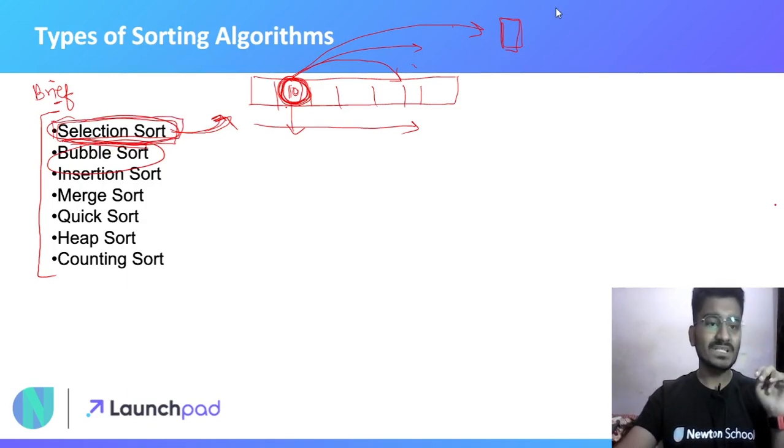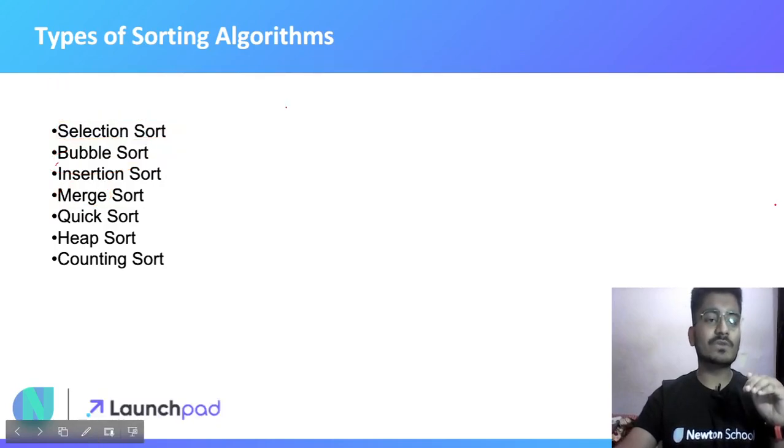In this way we select every element and we place it at its correct position. Now second is bubble sort. Every sorting algorithm's name will suggest to you the operation which you have to do in these algorithms. So the second algorithm is bubble sort.